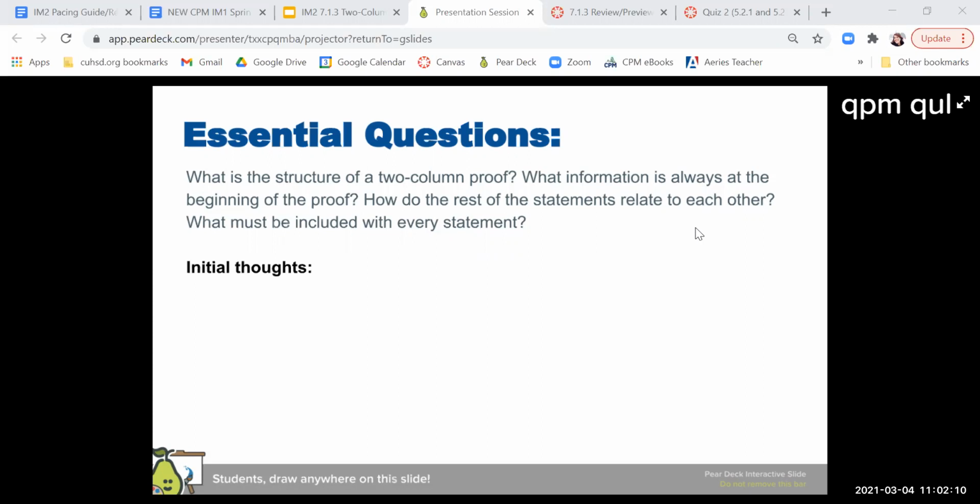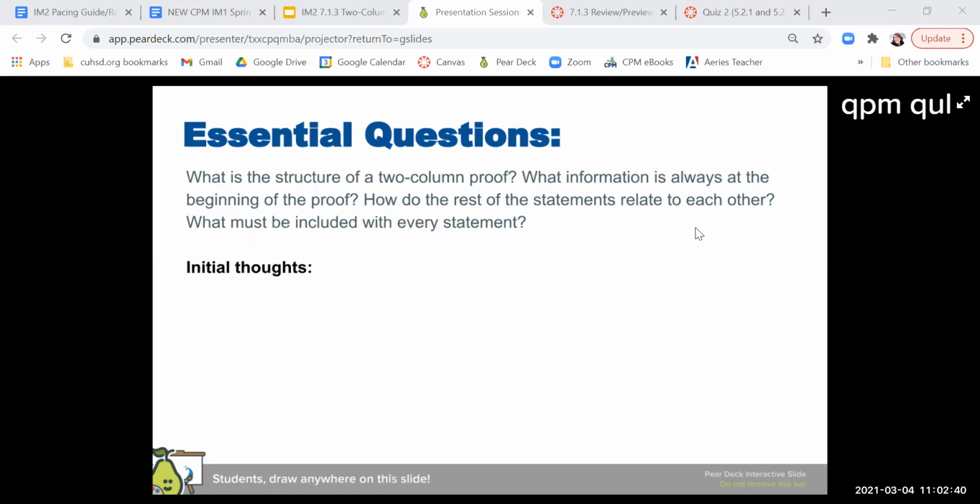The rest of the statements relate to each other in ways that create a chain between the initial given statement and the conclusion, the last statement, what we're trying to prove. So they connect the dots. It's sort of like a chain reaction. One statement leads to another statement, leads to another statement, leads to another statement. So then in the end, we can prove what we want to show about the conjecture.